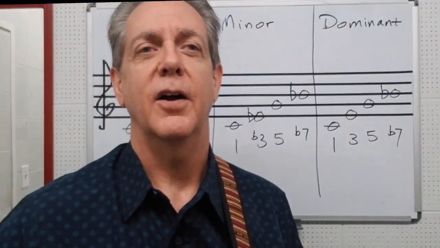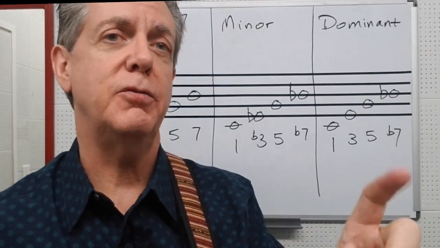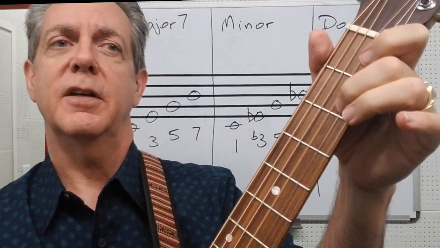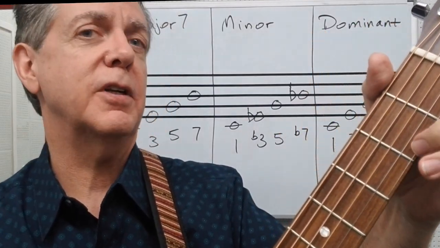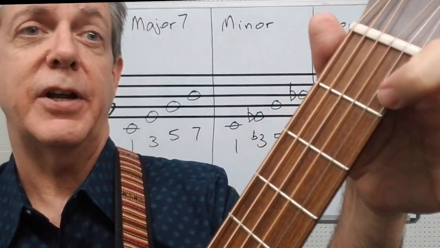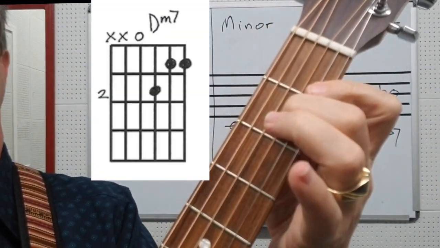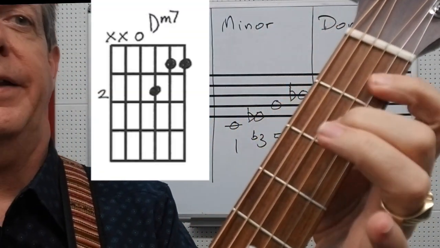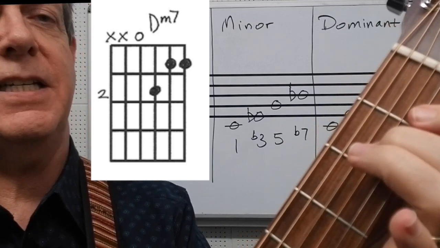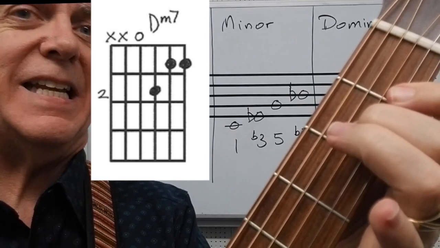Okay, now let's do D minor 7. We have to lower 2 notes as compared to major. We're going to lower our 7 down a half step. We're also going to lower our 3rd of the chord, which is F sharp, down a half step. Okay, so now you've got this chord, and that's your D minor 7 chord. It's got a D, F, A, and C natural.